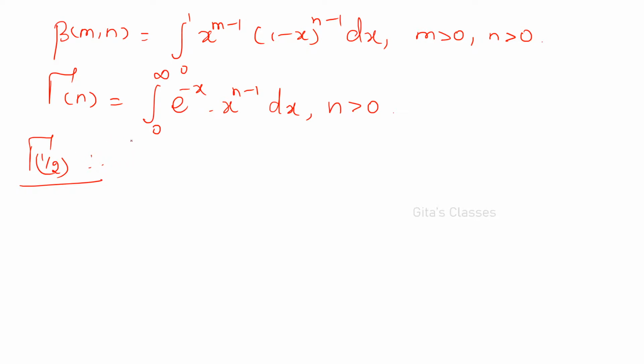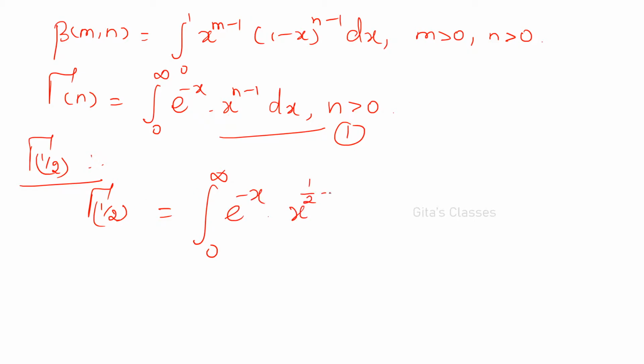To find the value of gamma of 1 by 2, according to the definition, what is gamma of n? Integral 0 to infinity. Let us take this as equation number 1. So in this, if you substitute, gamma of 1 by 2 is equal to integral 0 to infinity e power minus x into x power n minus 1, here I have 1 by 2. So e power minus x into x power 1 by 2 minus 1 into dx. What is 1 by 2 minus 1? It is minus 1 by 2. So integral 0 to infinity e power minus x, x power minus 1 by 2 dx.